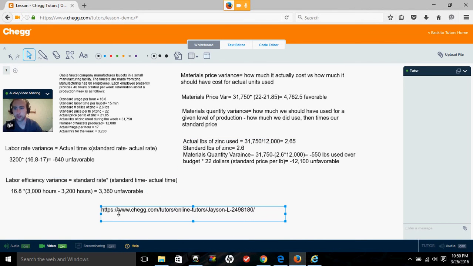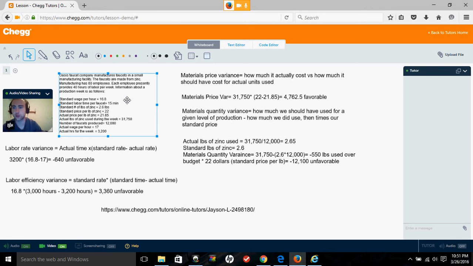Today we're going to be talking about material and labor variances, and we're going to use this problem here as an example. So Aces Faucet Company manufactures faucets in a small manufacturing facility. The faucets are made from zinc. Manufacturing has 80 employees. Each employee presently provides 40 hours of labor per week. Information about a production week is as follows.